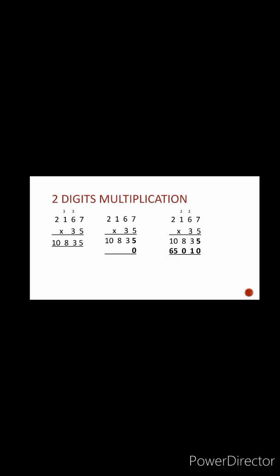In the very first step, we have 2167, which is multiplied by 35. For solving with the very first digit, that is 5, you have to ignore the number 3. Forget about the 3 first. Now start solving the digit 5. 5 times 7 is equal to 35. You have to write 5 here and 3 will be carried to the next number. 5 sixes are 30, in which you have to add 3: 31, 32, 33. 3 will be written here and the other 3 is carried to the 1.